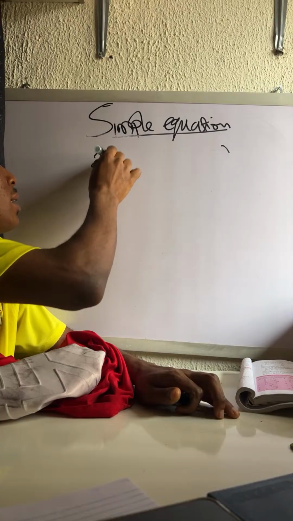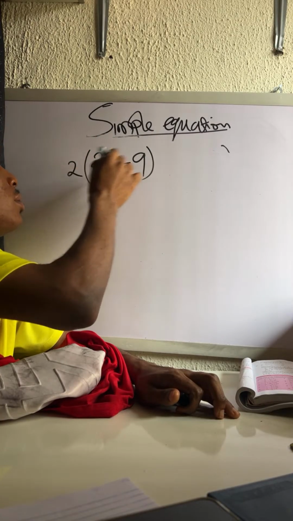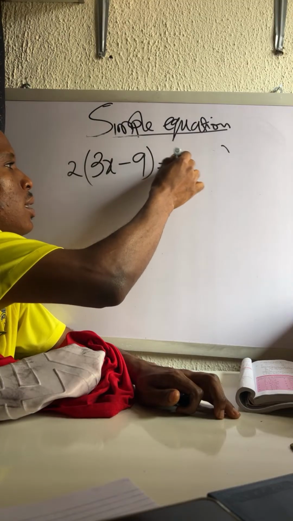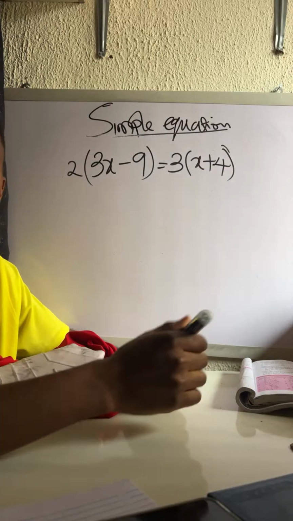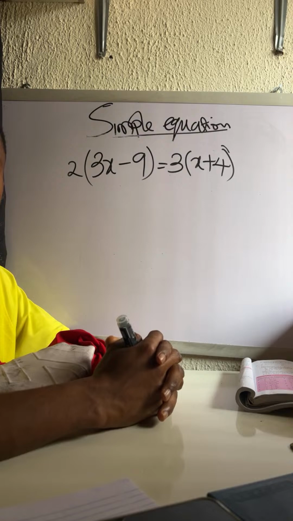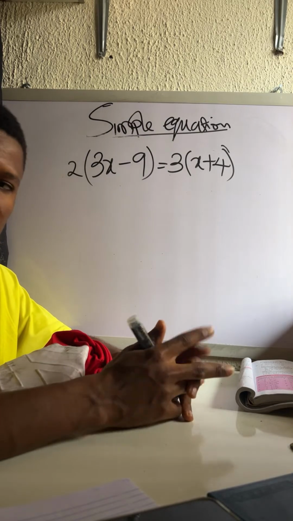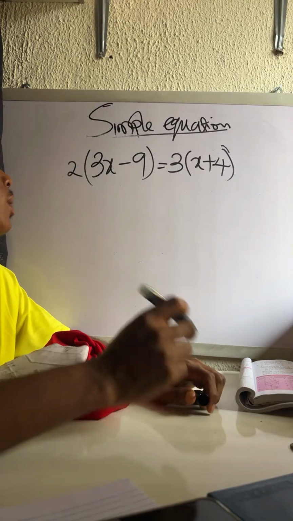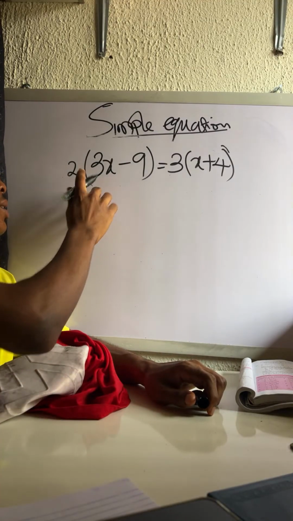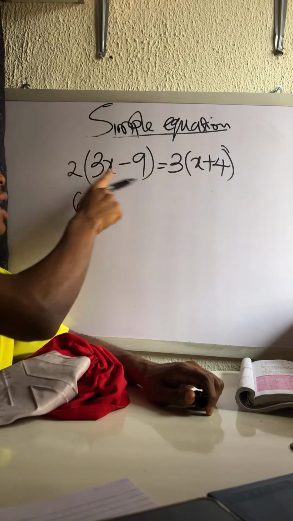Let's look at 3x minus 9 multiplied by 2 is equal to 3 times x plus 4. A similar question altogether. Here our goal is to find the value of x. You can solve it and let's know the answer in the comments. Okay? So 2 times 3x is 6x. Then 2 times minus 9.